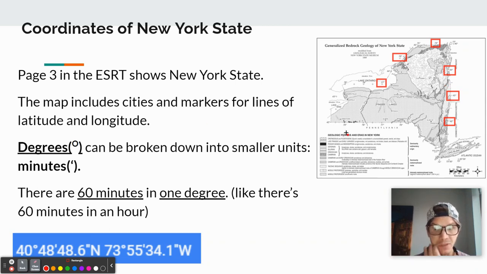So most commonly in Earth Science, we'll break full degrees down into minutes, and there are 60 minutes in 1 degree, just like there are 60 minutes in 1 hour if we were talking about time. You can even get more specific, and you can break down each minute into 60 seconds to get really, really super specific. And these coordinates here I like to share with my students, which are the latitude and longitude coordinates for our school, Bronx Academy of Letters. Shout out to all the Ravens out there.